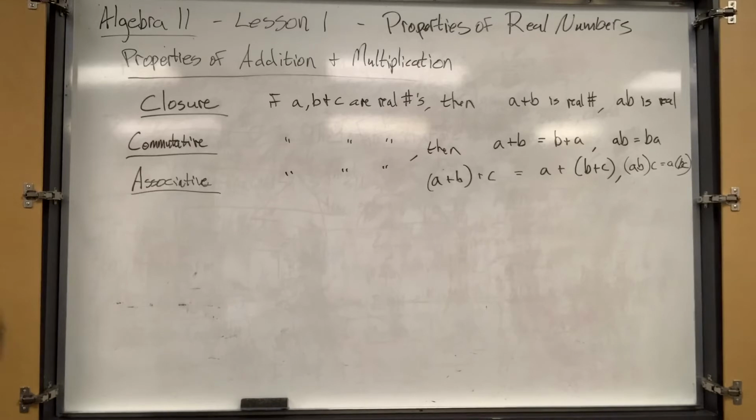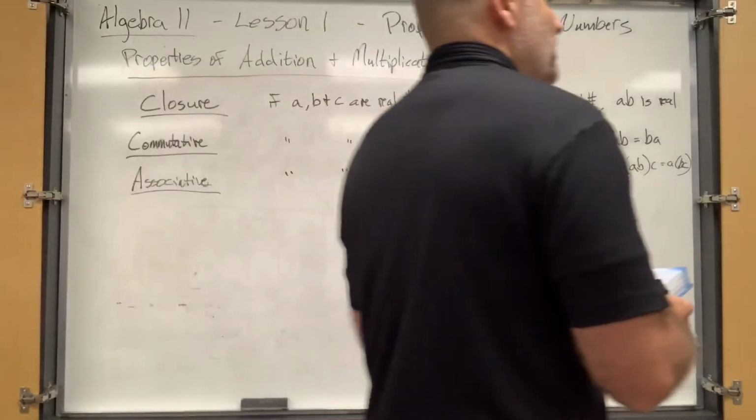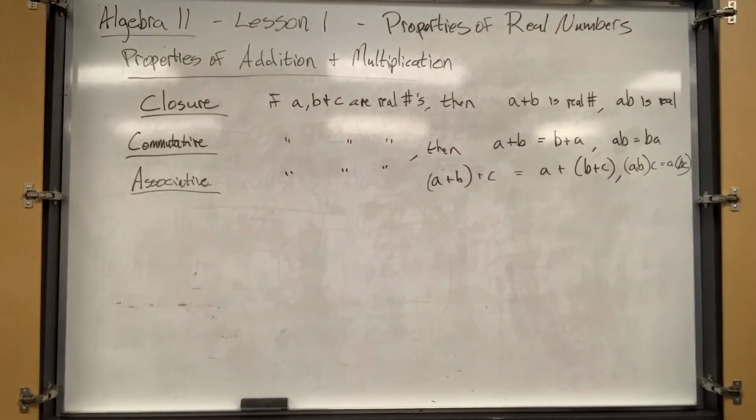So associative property is where you put the parentheses. When you have 3 or more things you're adding or multiplying, it doesn't matter where you put the parentheses, if it's all addition or all multiplication. Like it doesn't work with addition and multiplication in the same problem.